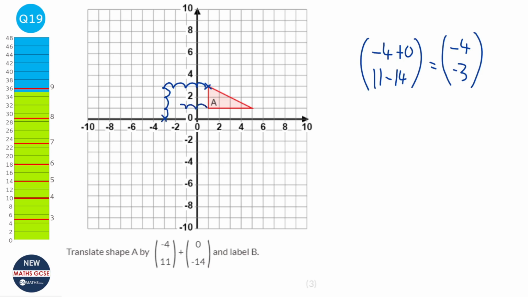So 1, 2, 3, 4, 1, 2, 3, 1, 2, 3, 4, 1, 2, 3. And when we've done that, we can join them all up with straight lines and label the new shape B.